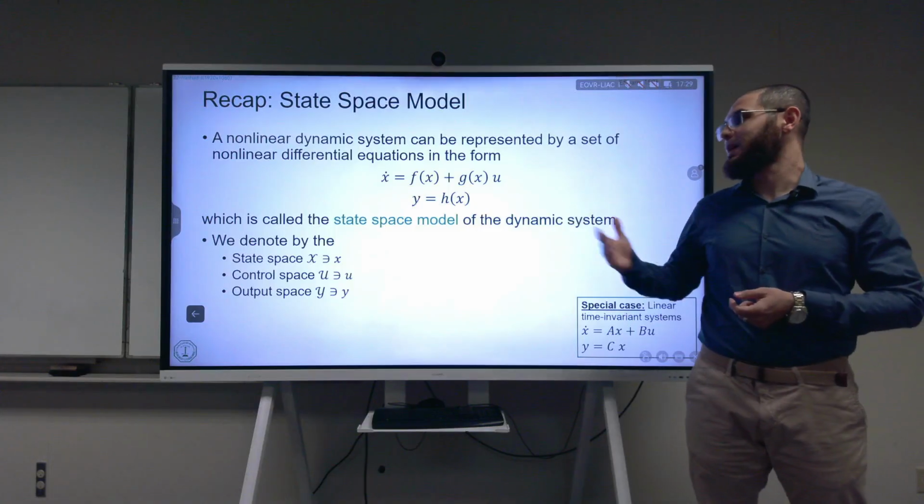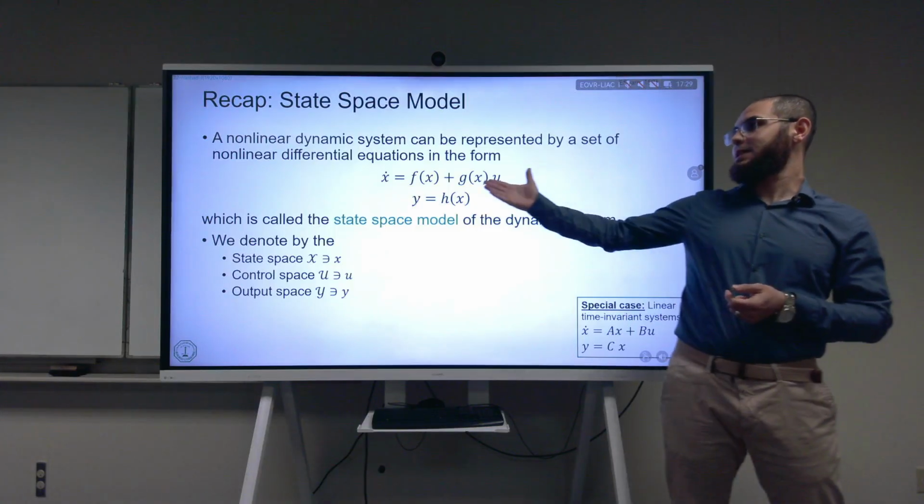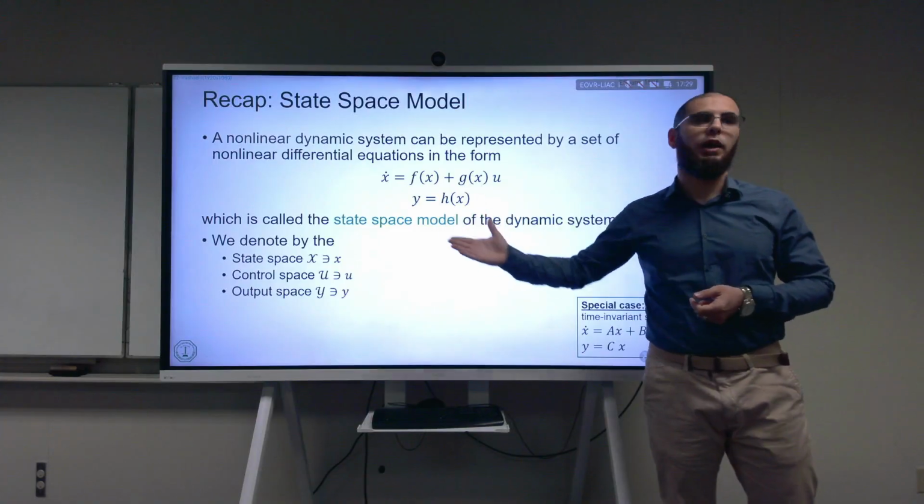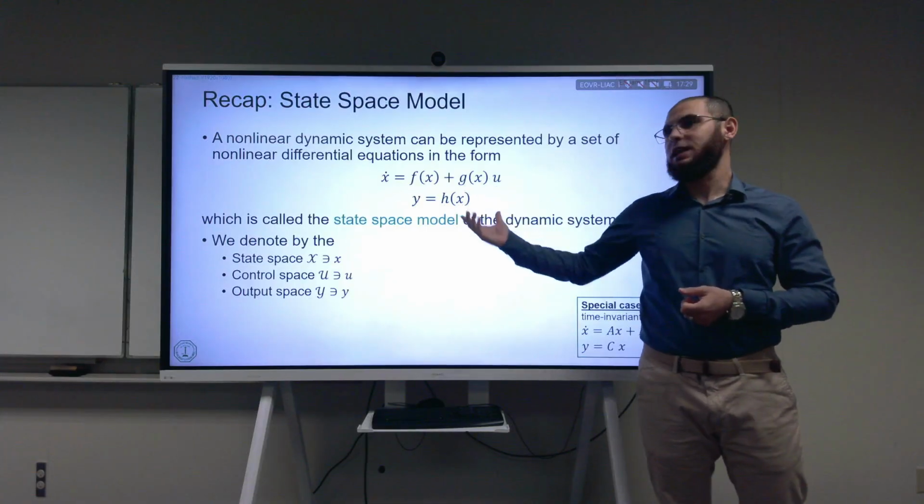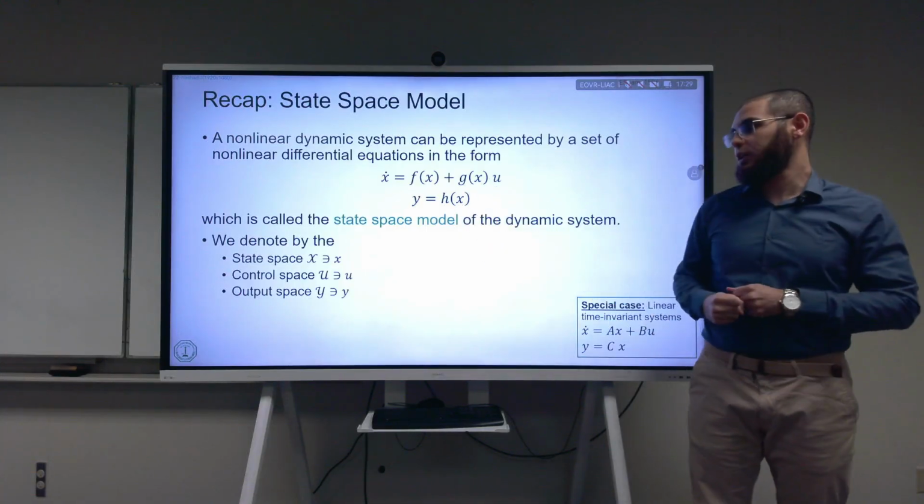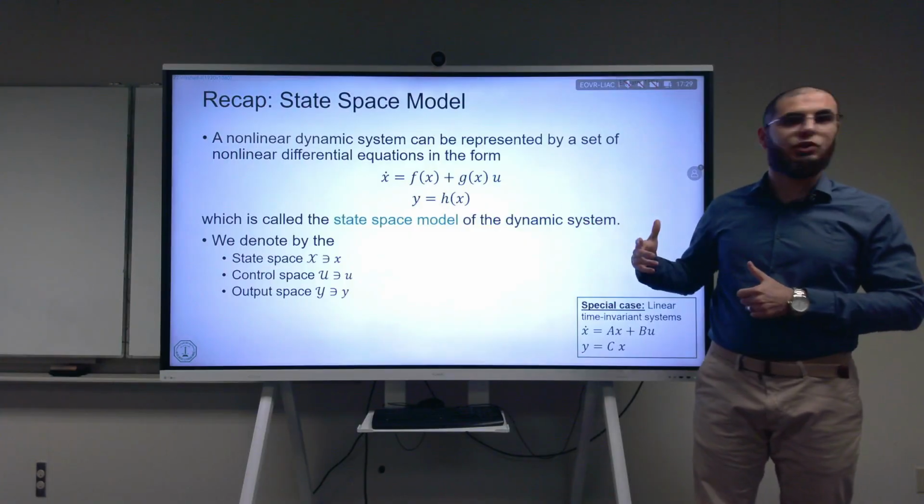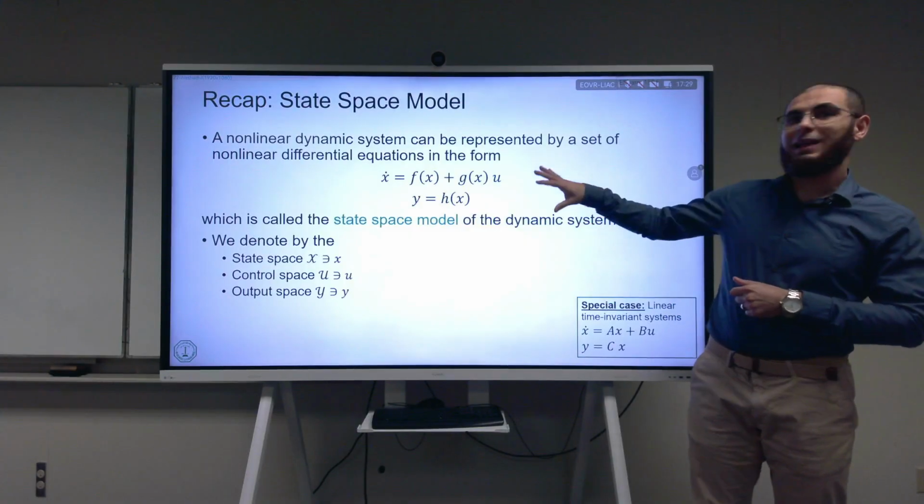We said that a nonlinear dynamic system can be represented by differential equations of this form that we call the state space model. x is the state, u is the control input, y is the output that you use for observation. f(x), g(x), and h(x) are nonlinear functions in general that describe the evolution of the system. We're not looking at any constrained system.